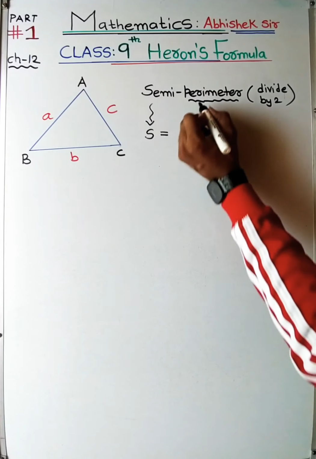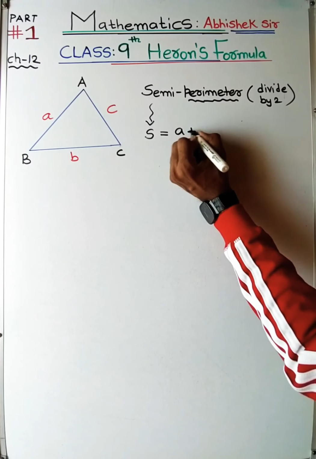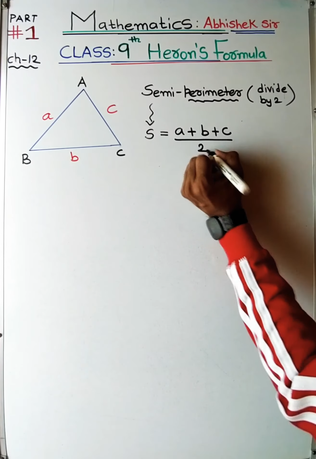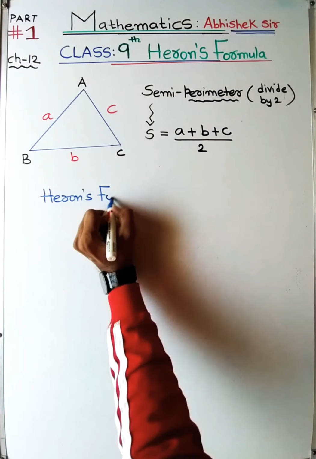Clear? We are dividing perimeter by 2. So what is perimeter? Perimeter is a plus b plus c, and upon 2. This will be the semi-perimeter. Now let us go for the main Heron's formula.